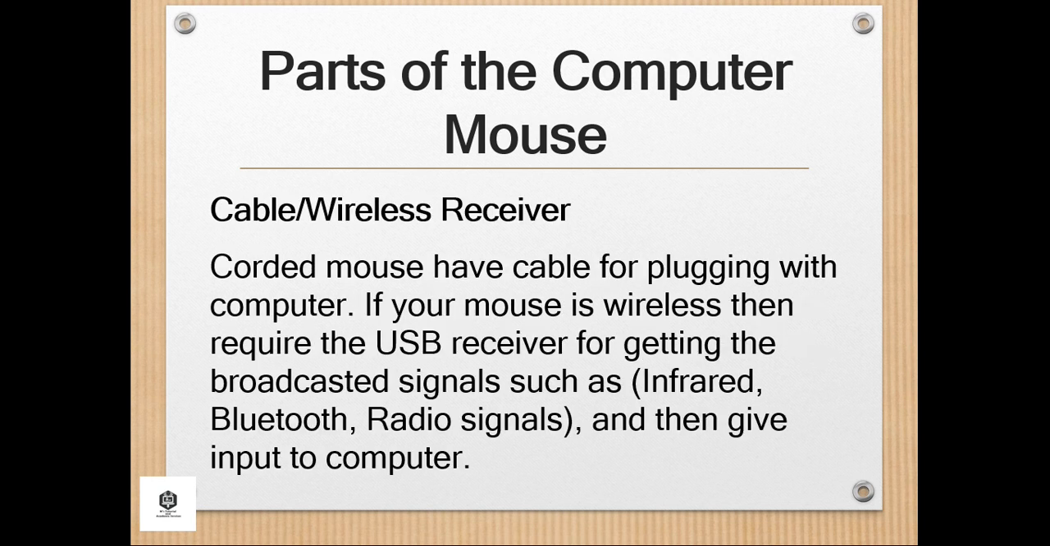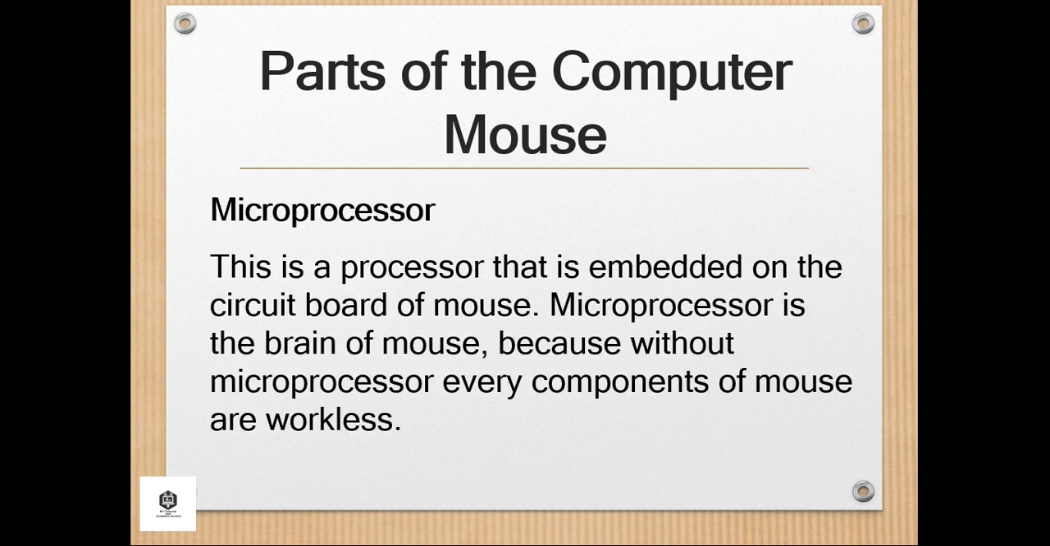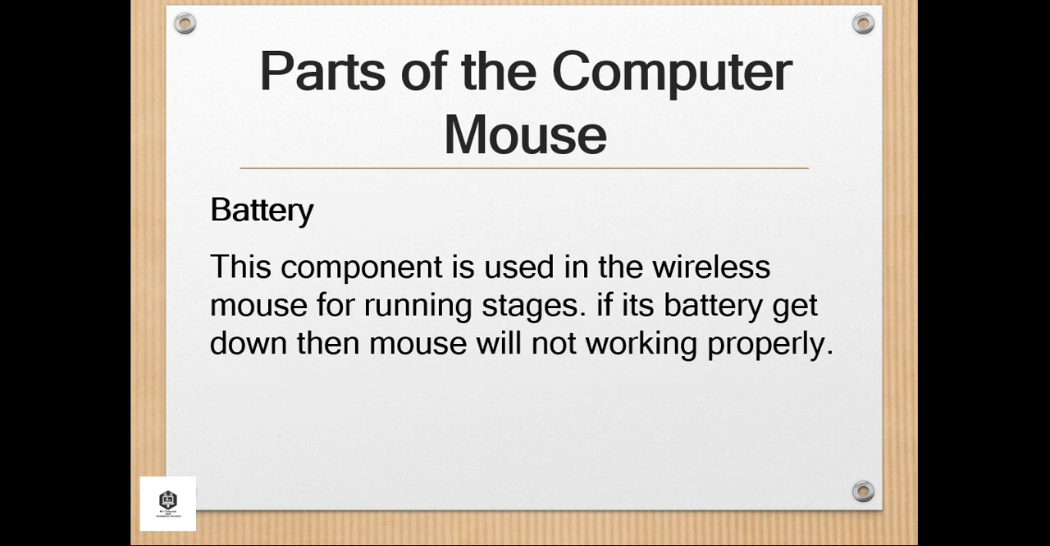Cable or wireless receiver. A corded mouse has a cable for plugging into the computer. If your mouse is wireless, then it requires a USB receiver for getting the broadcasted signals such as infrared, Bluetooth, or radio signals, and then gives input to the computer. Next, the battery. This component is used in the wireless mouse for running. If its battery gets down, then the mouse will not work properly.